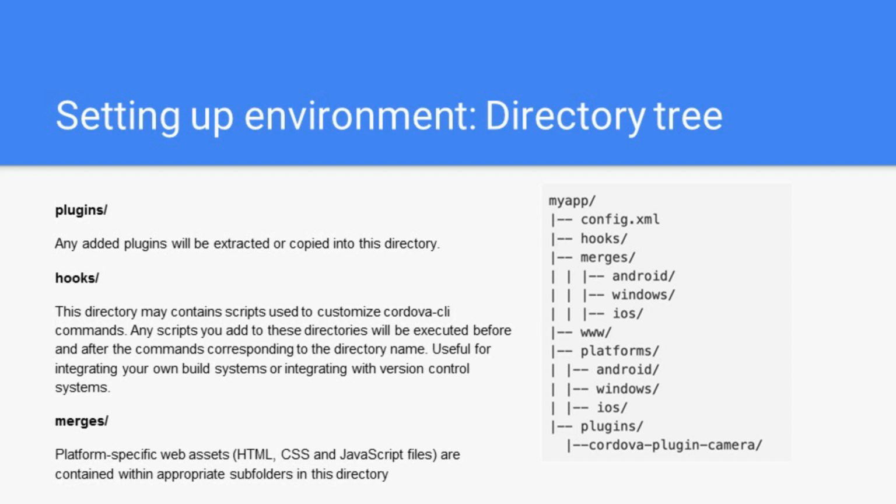Hooks. This directory may contain scripts used to customize Cordova CLI commands. Any scripts you add to these directories will be executed before and after the commands corresponding to the directory name. Useful for integrating your own build systems or integrating with version control systems. Merges. Platform-specific web assets, HTML, CSS and JavaScript files are contained within appropriate subfolders in this directory.